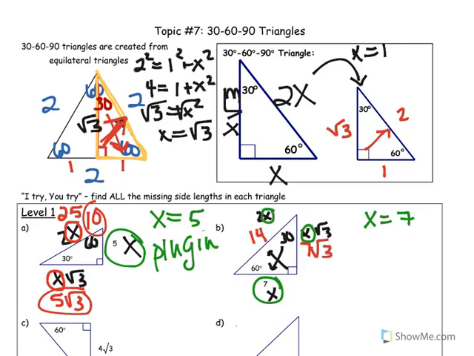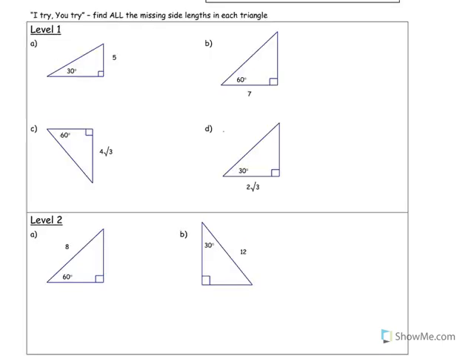Plugged in for this x here, did 2 times 7, and got 14. All right? So we're still on level 1, but let's look at examples C and D. So I'm just going to record our answers from before. We had 5, 5 root 3, and 10, 7, 7 root 3, and 14.